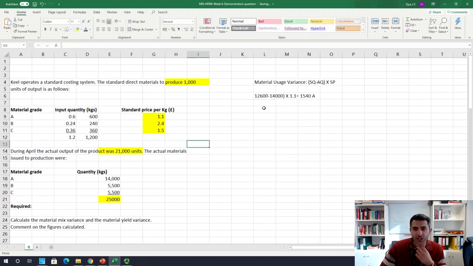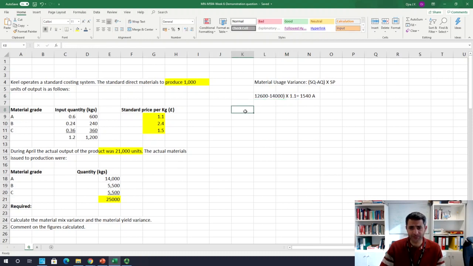Okay. So 12,600 for A, 12,600. So 0.6 times 21,000 units equals 12,600 kilogram, minus 14,000 kilogram, which is the actual, times the standard price 1.1, equals 1,540 adverse. Why is it adverse? Very simple. As you can see here, the actual quantity is more than the standard quantity. So what does that mean? This means we used more kilogram than we expected.